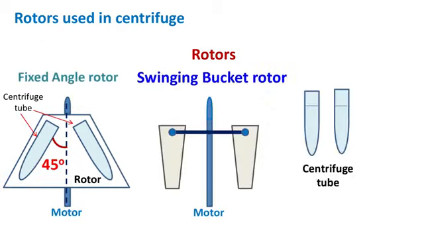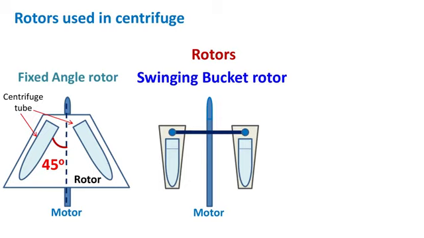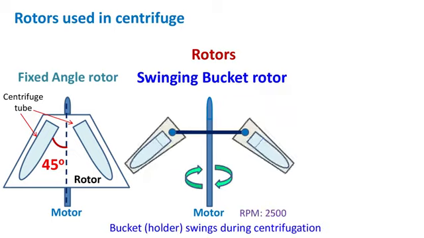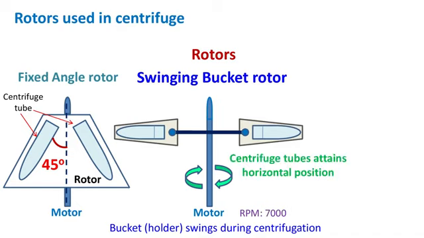Swinging bucket rotors. In this type of rotor, the centrifuge tubes are placed in a holder which is attached with a hinge. Initially, the tubes are vertical. When the centrifuge is switched on, the centrifuge tube attains a horizontal position. Because of this, the path length traveled by the particles is maximum. The particles also take a long time to settle as they travel from the top to the bottom of the tube.